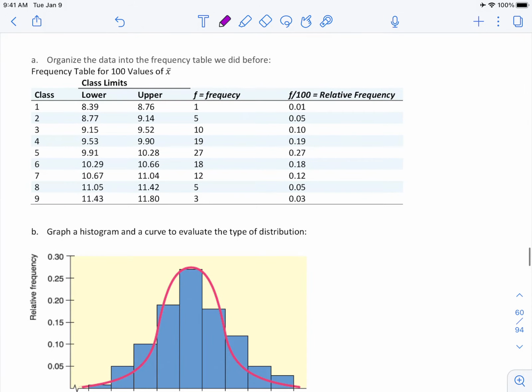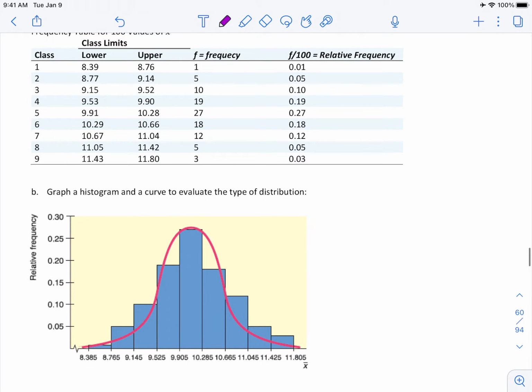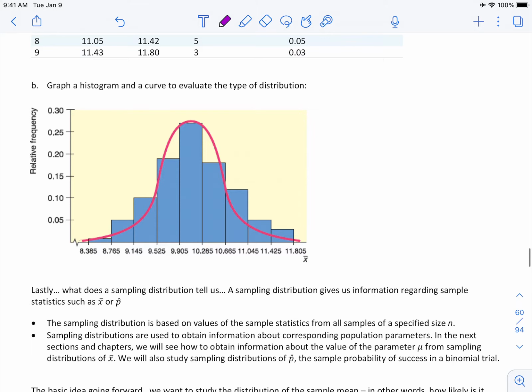So if we organize the data into the frequency table, here you can see this. And if we want to graph a histogram and a curve to evaluate the type of distribution, it would look like this. Okay, so what does a sampling distribution tell us?